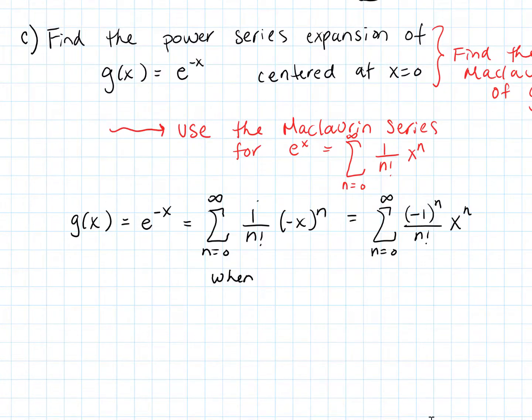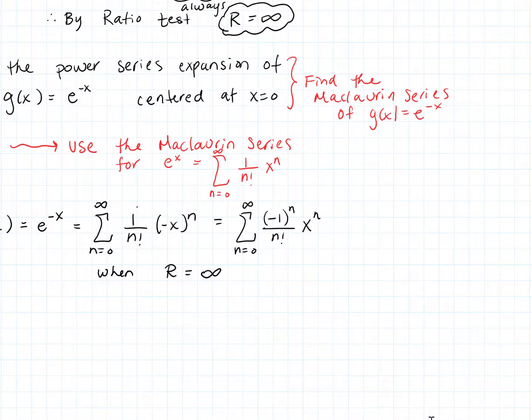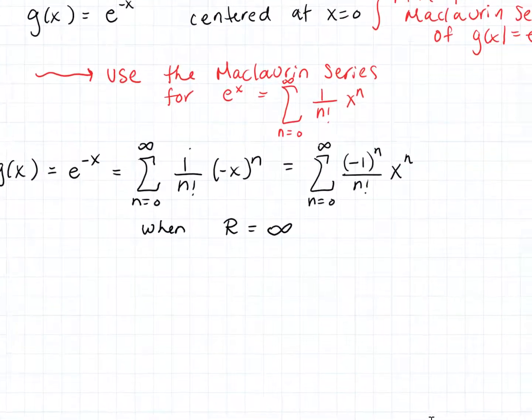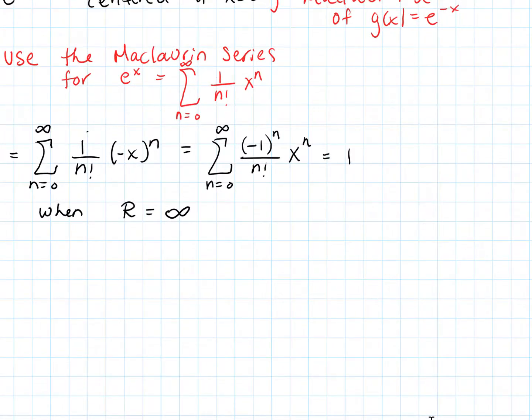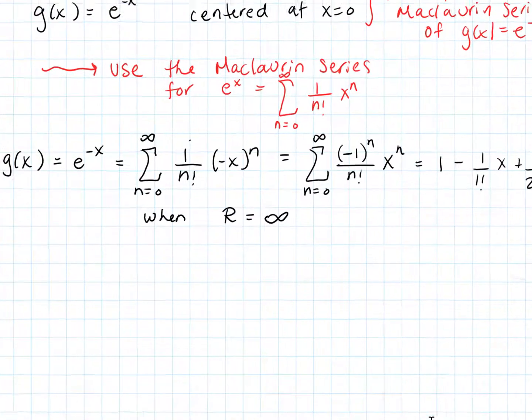Now this again is going to be true when the radius of convergence, that's not going to change when I make that substitution here, because the radius was infinity. If we had a finite radius, we would consider what happens when I replace x with negative x. If we wanted to actually write that out, it's going to be a similar series to e to the x, but with that sign switch on it. So we're going to end up with 1 minus 1 over 1 factorial times x plus 1 over 2 factorial times x squared minus 1 over 3 factorial times x cubed, and so on and so forth. Okay? So that is that power series expansion.